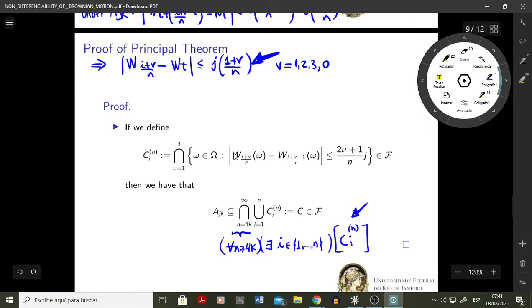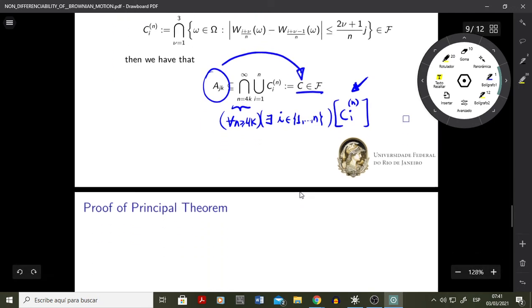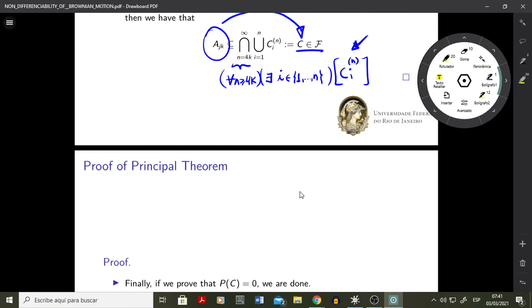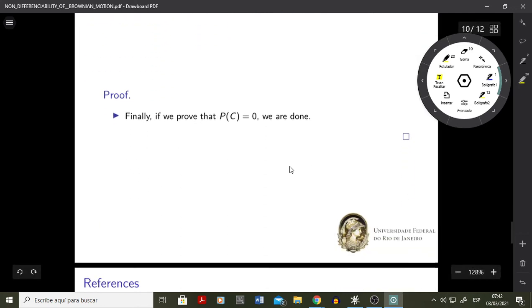Okay, so we have that this event is included in an event C that is measurable, and that's good. Now, if we prove that this event has probability 0, so we are done with the proof, right? So that's the final step to justify that this event C has probability 0. And now I'm going to justify that.